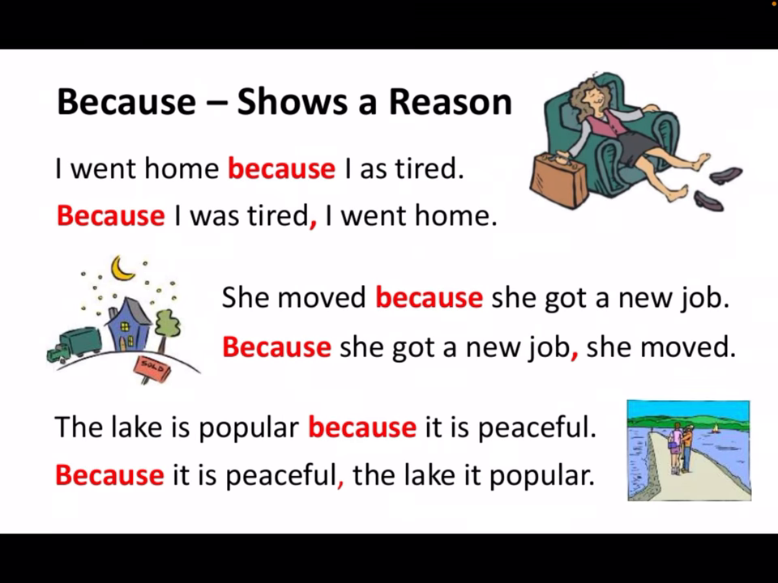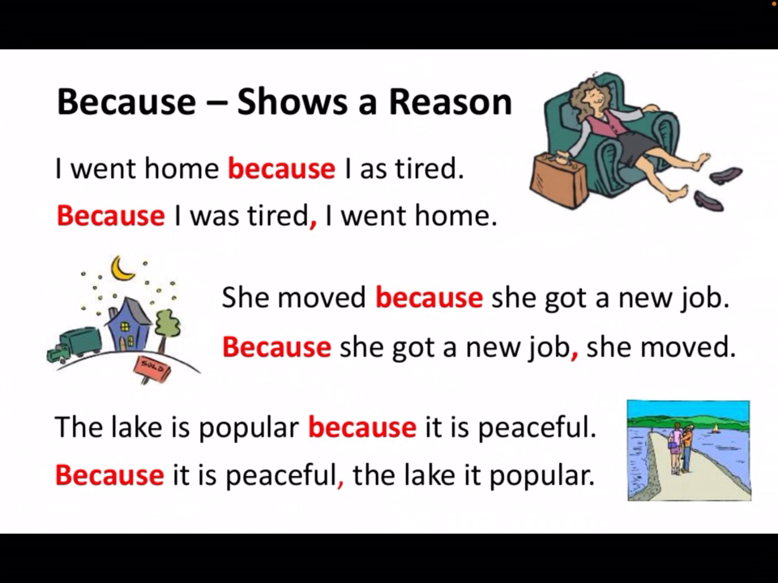So here we have because. Because shows a reason. When we want to use because in a sentence, we are explaining the reason. For example, I went home because I was tired. I'm sorry, there's a W missing there. So I went home because I was tired. So here we are given the reason why I went home. Why is the reason? Because I was tired.